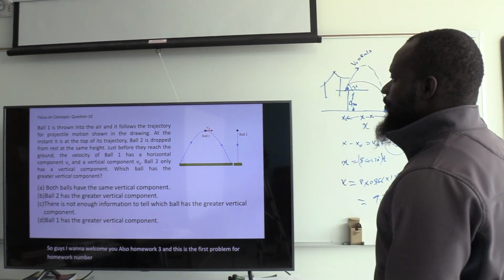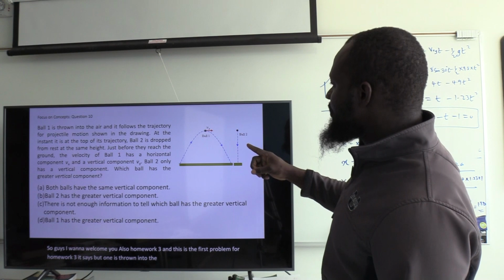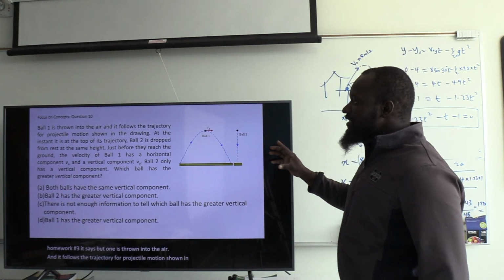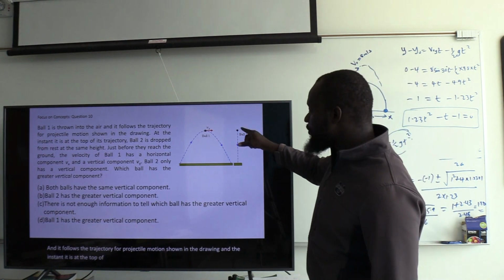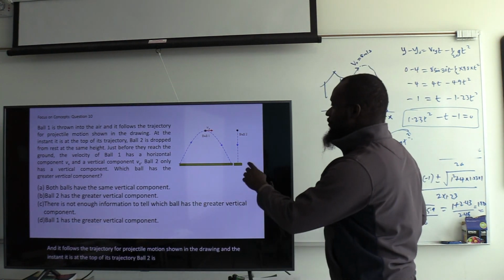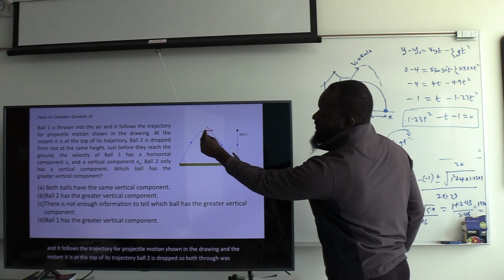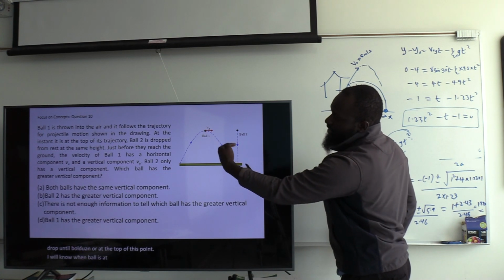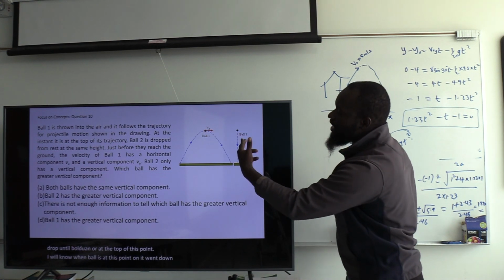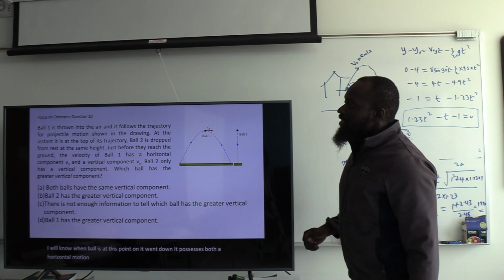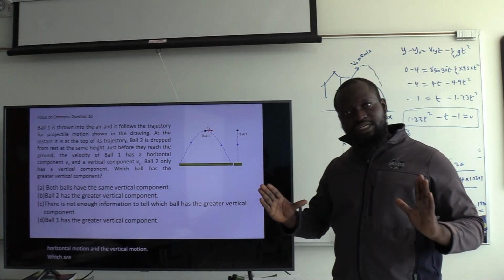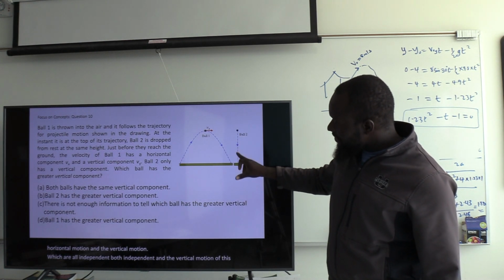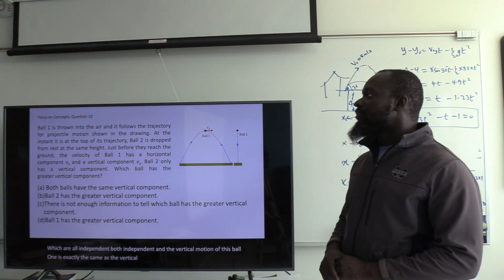It says ball 1 is thrown into the air and it follows the trajectory for projectile motion shown in the drawing. At the instant it is at the top of its trajectory, ball 2 is dropped. So ball 2 wasn't dropped until ball 1 was at the top of this point. And we know when ball 1 is at this point, on its way down, it possesses both a horizontal motion and a vertical motion, which are both independent. And the vertical motion of this ball 1 is exactly the same as the vertical motion of this ball 2.